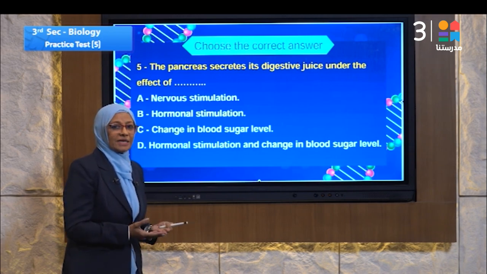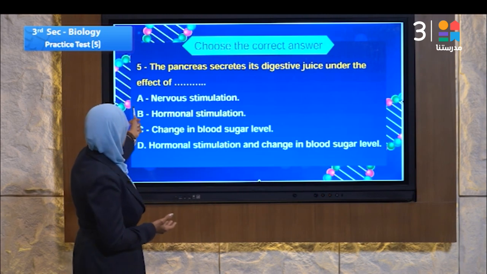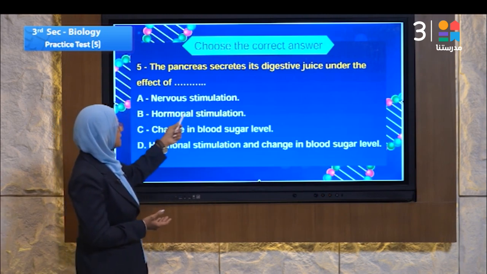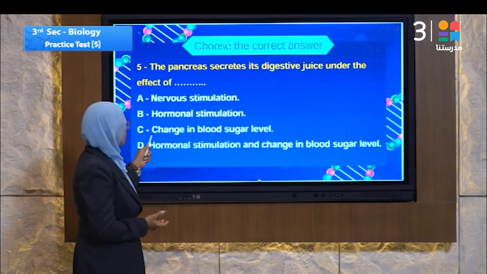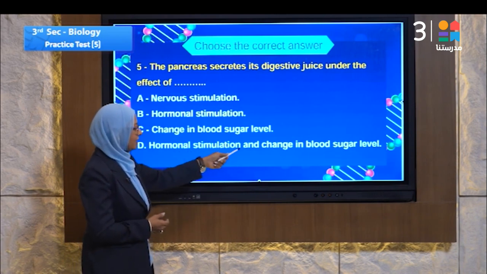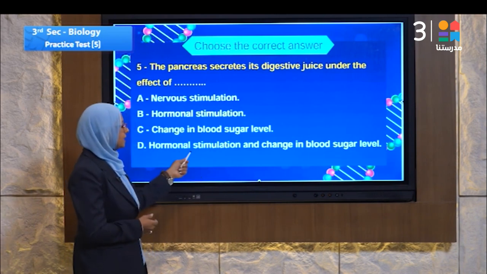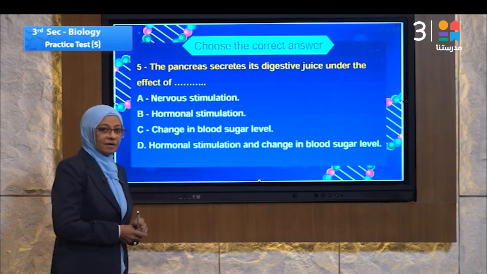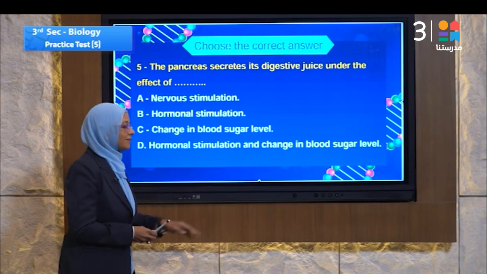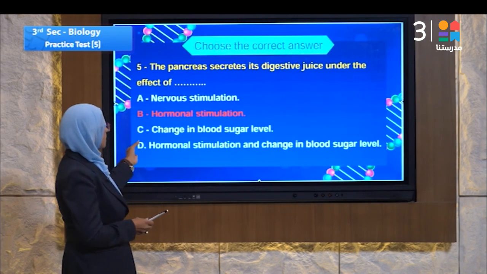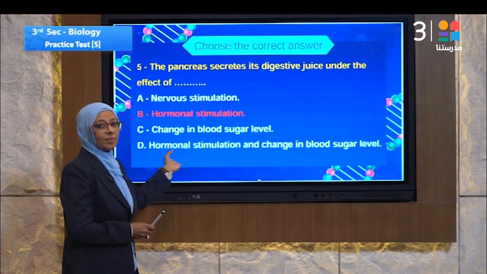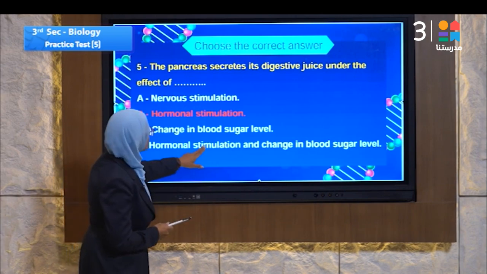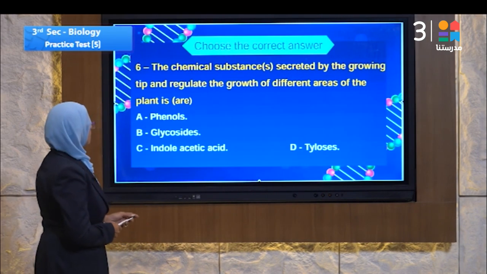Who controls the pancreas? Number A, nervous stimulation. B, hormonal stimulation. C, change in the blood sugar level. D, hormonal stimulation and change in the blood sugar levels. It must be hormonal stimulation, by Starling's experiments. Let's go to question number 6.